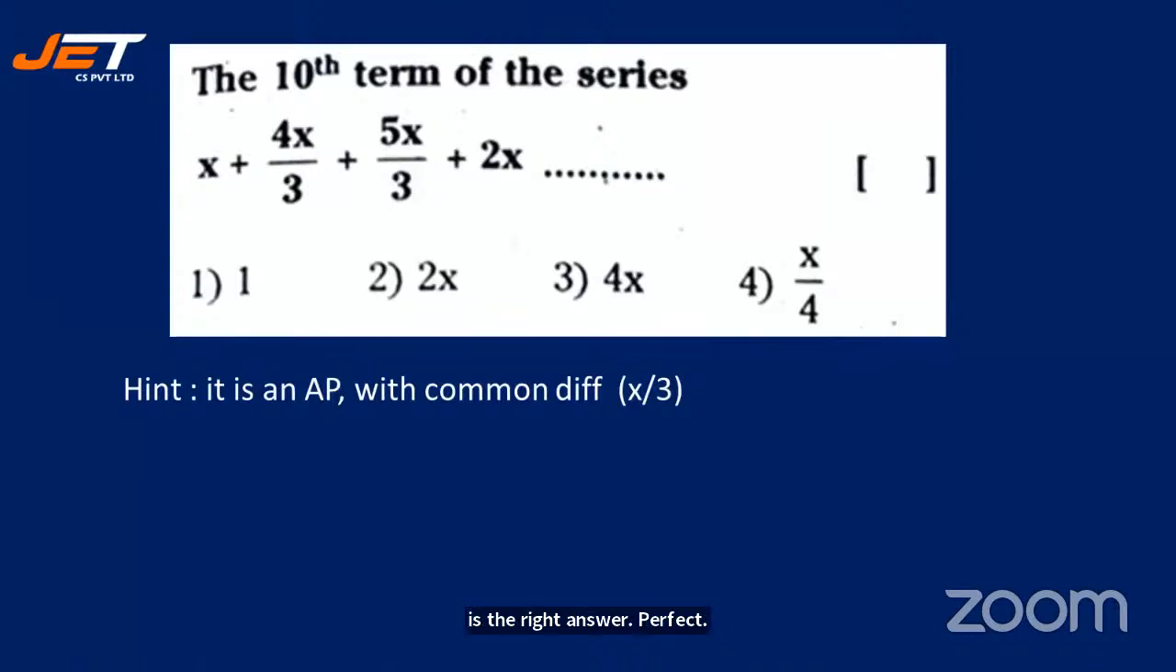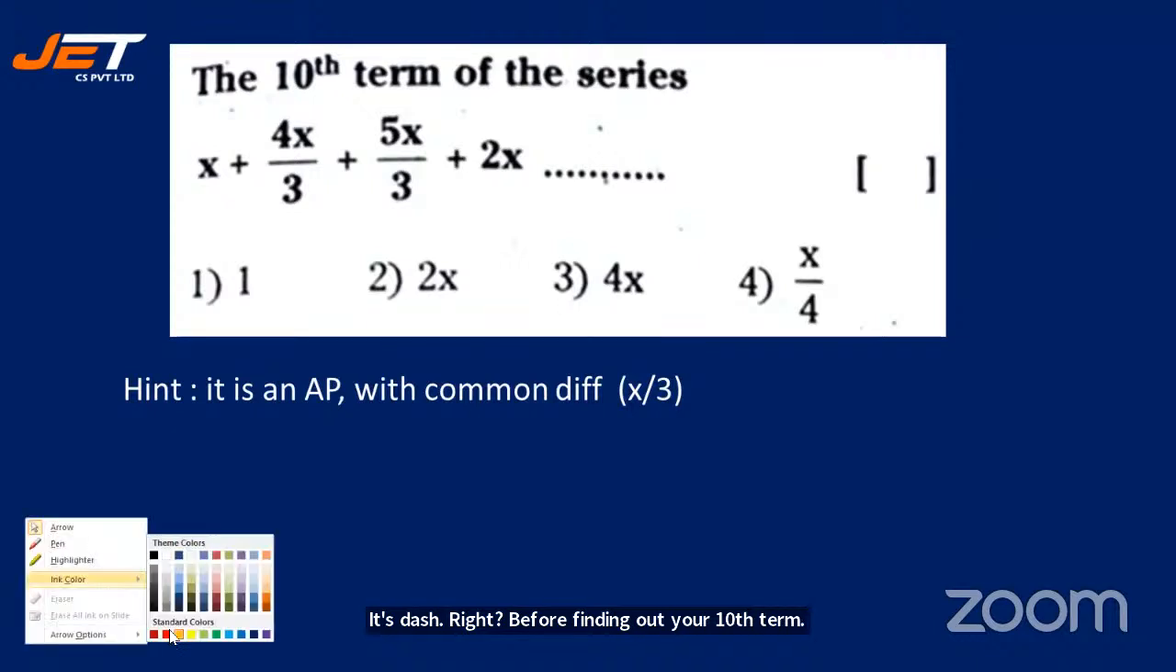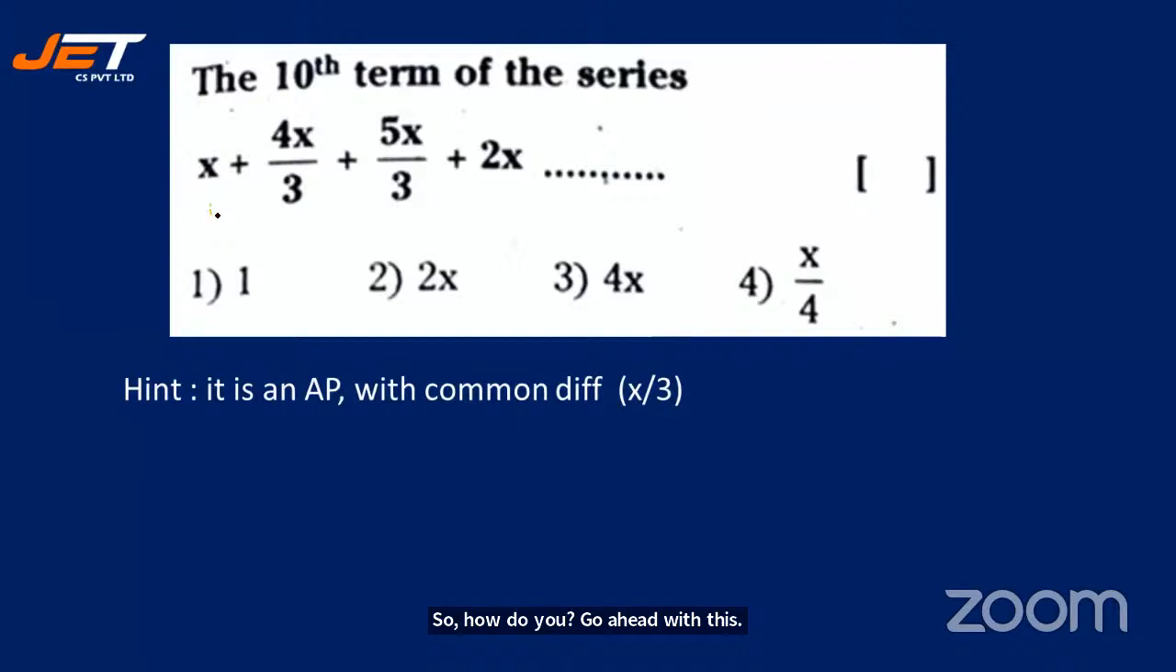The 10th term of the series, x plus 4x by 3 plus 5x by 3 plus 2x and so on is dash. So first, before finding out your 10th term, how do you go ahead with the sum? First, you should check whether the given series is an AP. So it is an AP because second term minus first term is equal to third term minus second term. See, what is T2 minus T1?